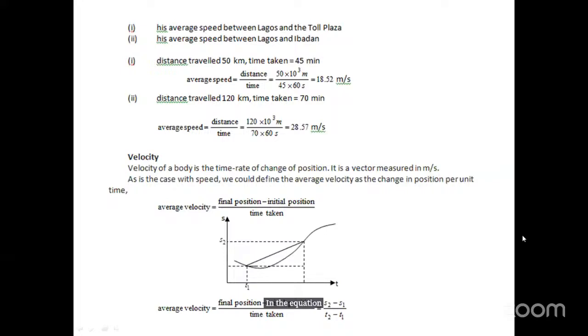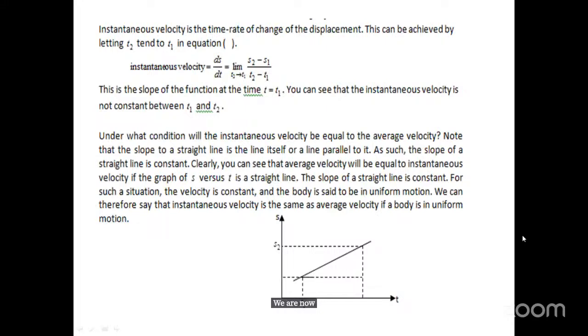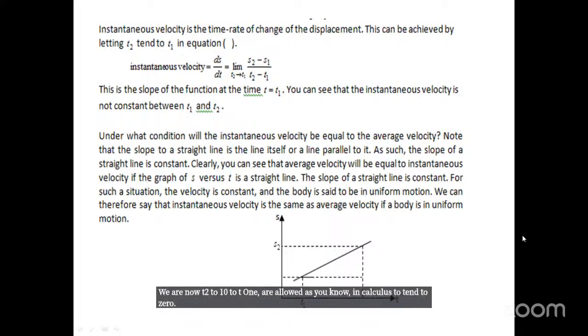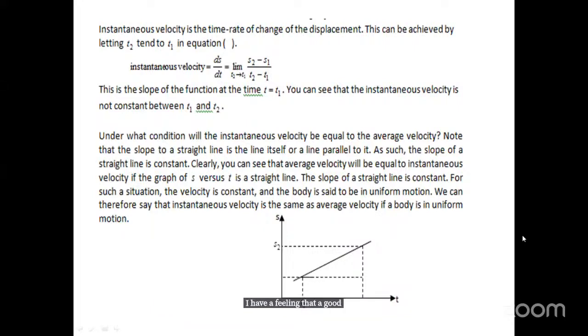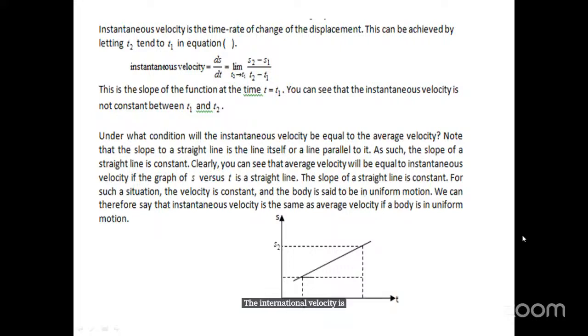That's the last equation on that page, on the previous page. That should be S2 minus S1 over T2 minus T1, right? Yes. You allow T2 to tend to T1, or you allow delta T, as you know in calculus, to tend to 0. I have a feeling that a good number of us took calculus, but I'm not assuming that we took calculus. So instantaneous velocity is the limit as T2 tends to T1 of S2 minus S1 over T2 minus T1. This is the slope of the function at time t equals T1.